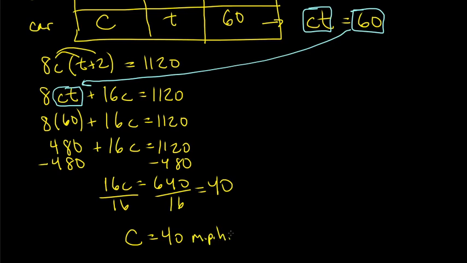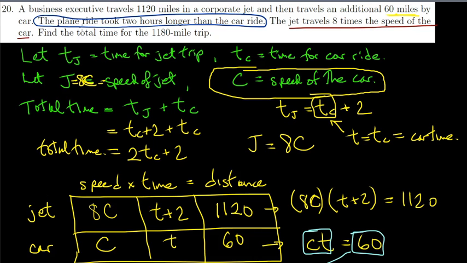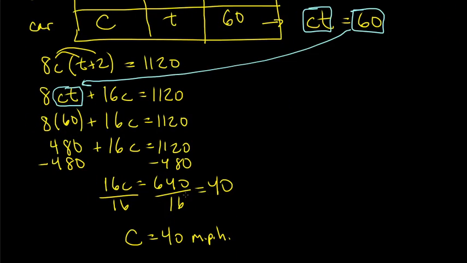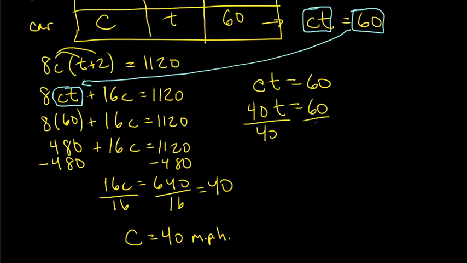Miles per hour. But that wasn't the question, was it? The question was to find the time, not the speed. However, notice that c times t is equal to 60. And now we know what c is. It's just 40. So now we know what t is. Divide by 40. So t is just 60 over 40, which reduces to 6 over 4, which reduces to 3 over 2. Or if you prefer, 1.5, right?